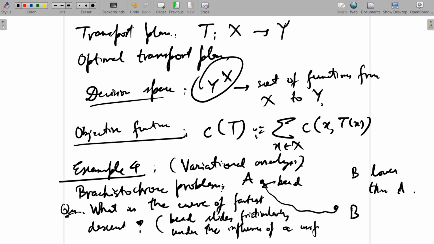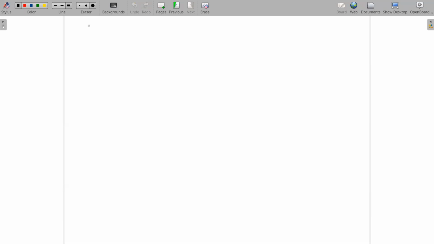Of a uniform gravitational field. Okay. And this was posed by Johann Bernoulli in 1696. And many solutions were given. One of them was also due to Newton.